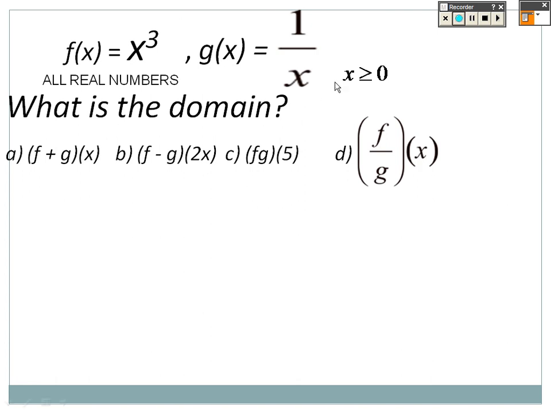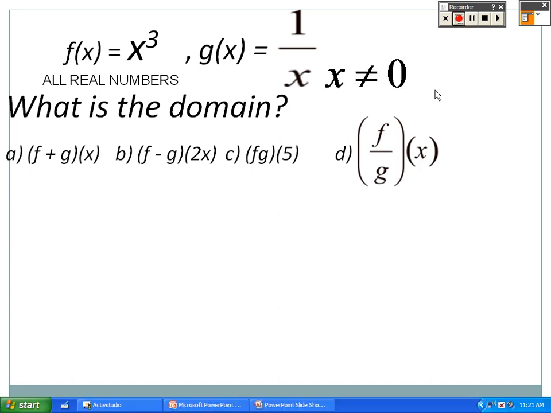This one, though, the bottom cannot equal 0. That should be a cannot equal 0. It's not greater than 0, it's cannot equal 0. Okay, so keep that in mind. So just remember that x cannot equal 0, and we will try to finish this problem when we come back.